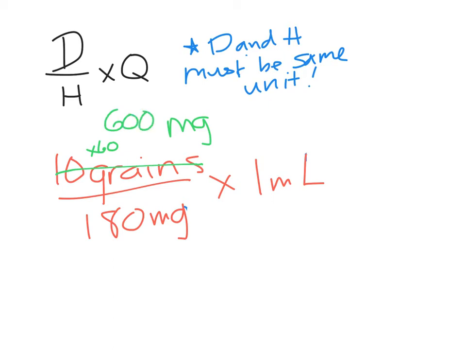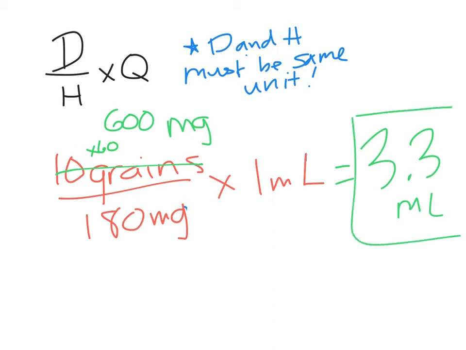And so now that they're both in milligrams, I can go ahead and divide. I'll take 600 divided by 180, which gives us 3.3 repeating. We can just round that off, and then times 1 is still 3.3. So that person would just need to take 3.3 milliliters of that drug. And that works for all of those.